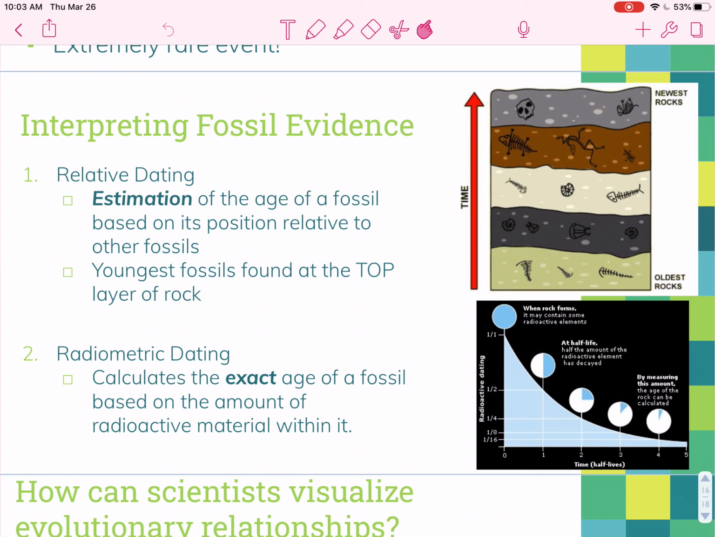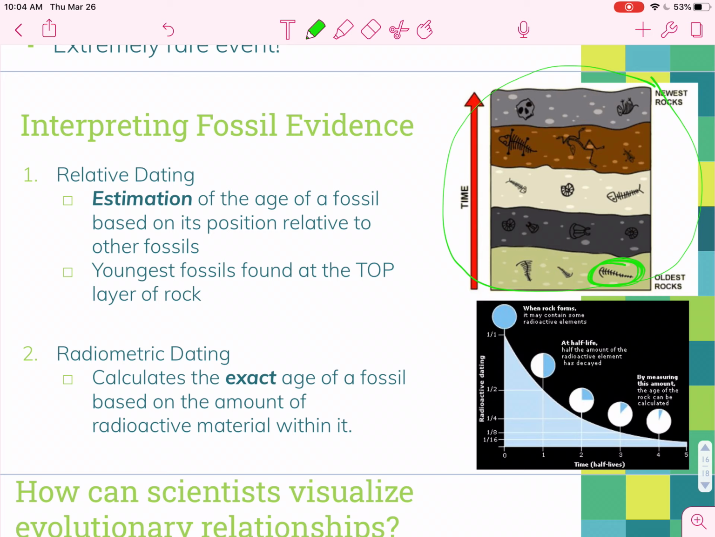The first way was relative dating, where we look at these layers of rocks. We can tell how old a fossil is relative to another type of fossil by looking at where it is in the rock layers. So we know that the oldest fossils would be found in the bottom layer, the furthest down.